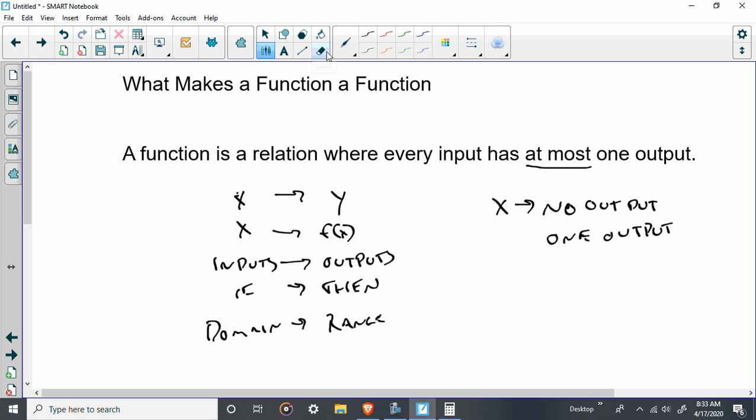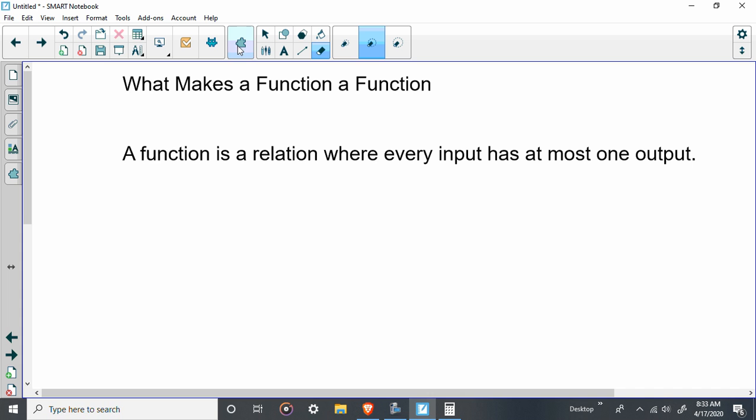And really, we get very bogged down in this definition: a function is a relation where every input has at most one output. So every x, you can either have one answer or no answers. If you have two answers, it's not a function. Really, though, what it's going to come down to is what we actually use functions for. So let's take a look at something that is a function.